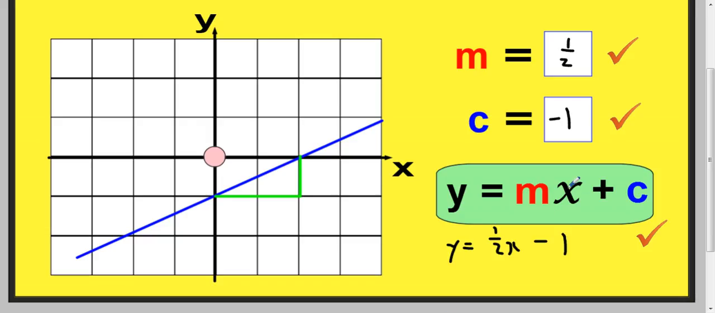The x and the y stay there all the time, you're just feeding in m values and c values.